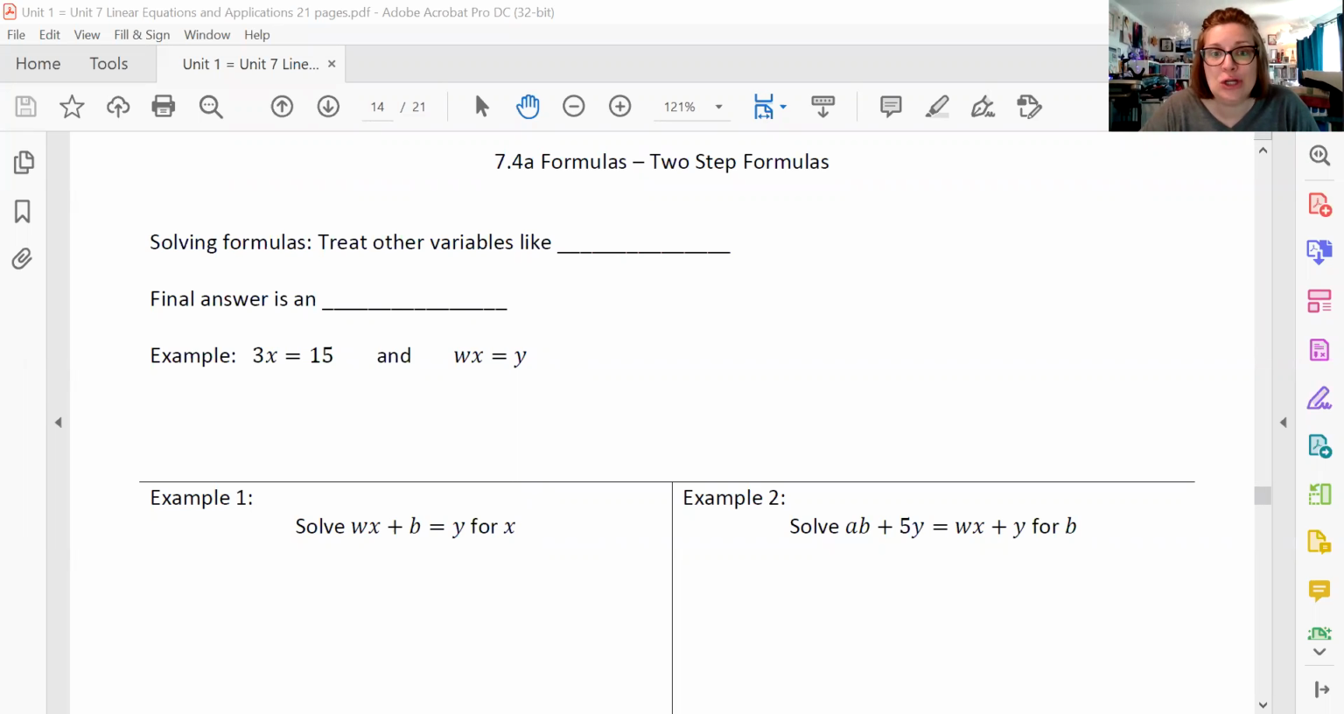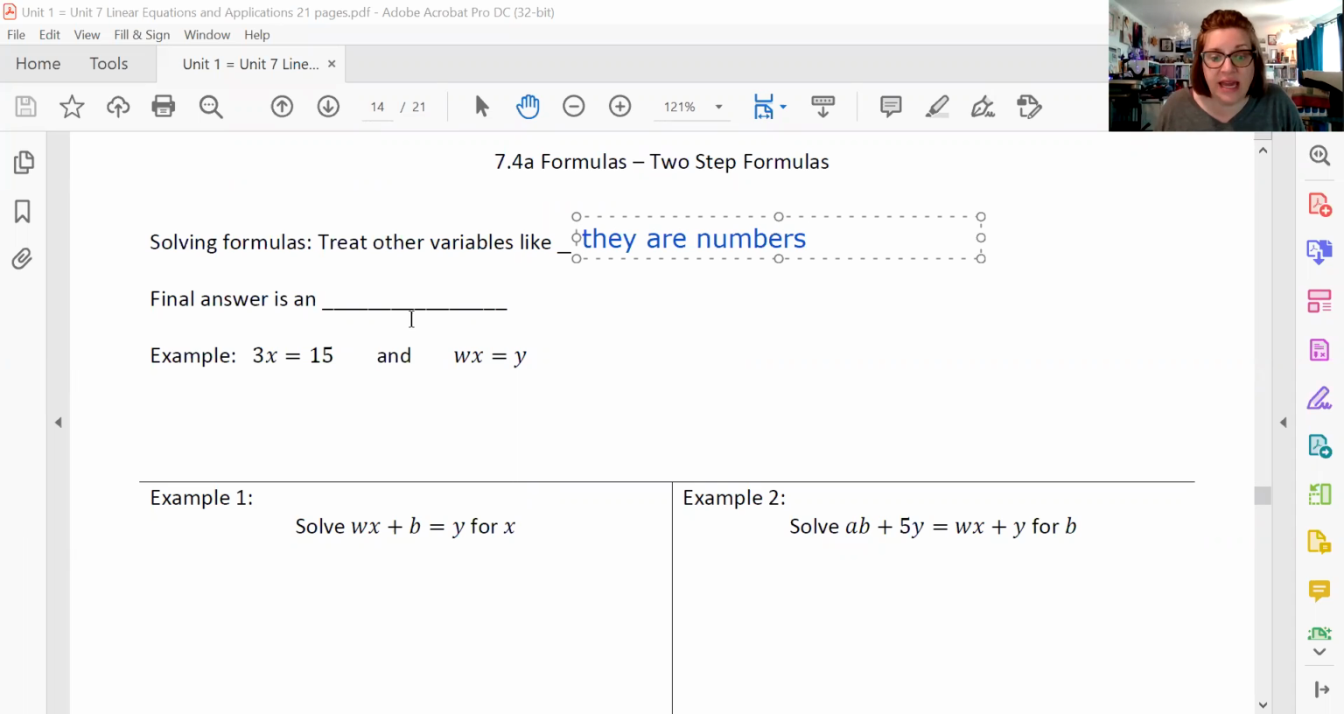7.4a, formulas, two-step formulas. Okay, so we're kind of moving into a place where we're looking at equations or expressions that actually don't have a lot of numbers in them. An equation that has mostly variables and they want us to move things around, those are called formulas. And the trick to solving them, they always look really intimidating, but I promise you that you have this information. You can totally do this.